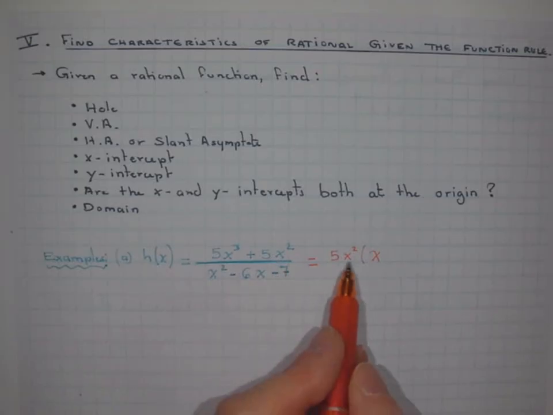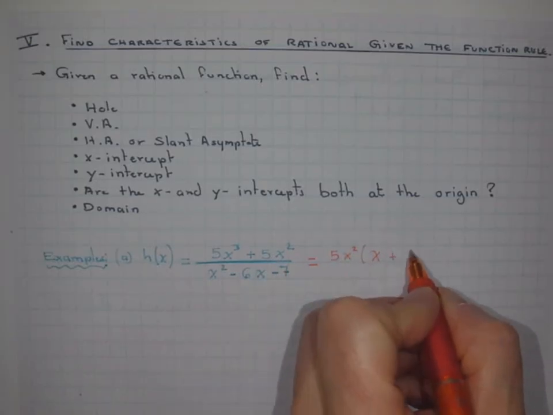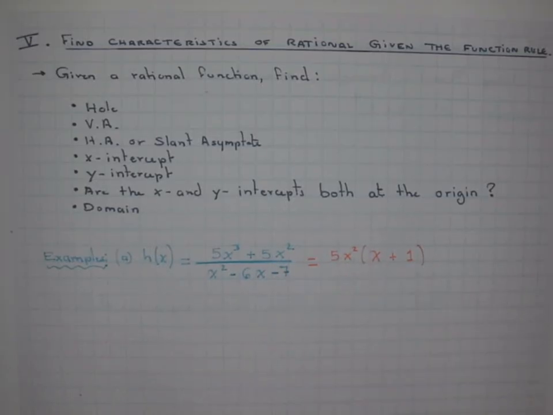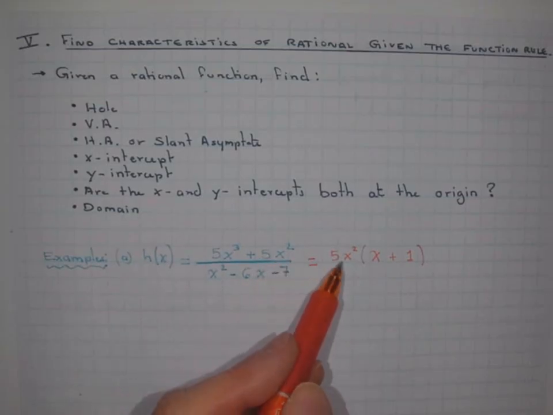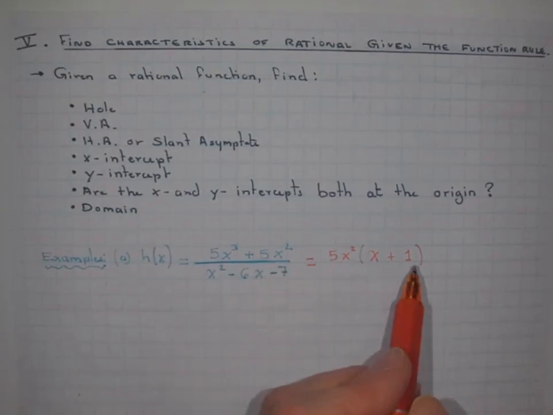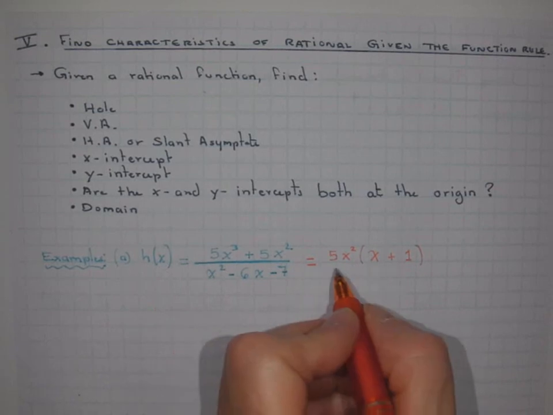And then 5x squared divided by 5x squared, remember we talked about that in part 1, has to be a 1, right? Because 5x squared divided by itself is not 0, it's a 1. So we need that 1 there.